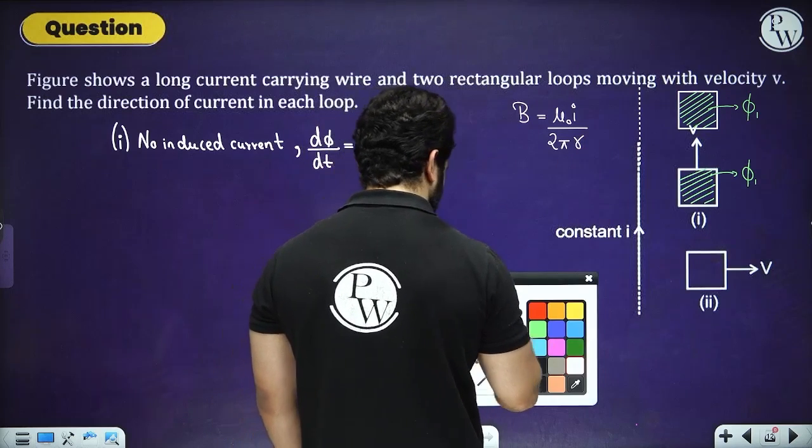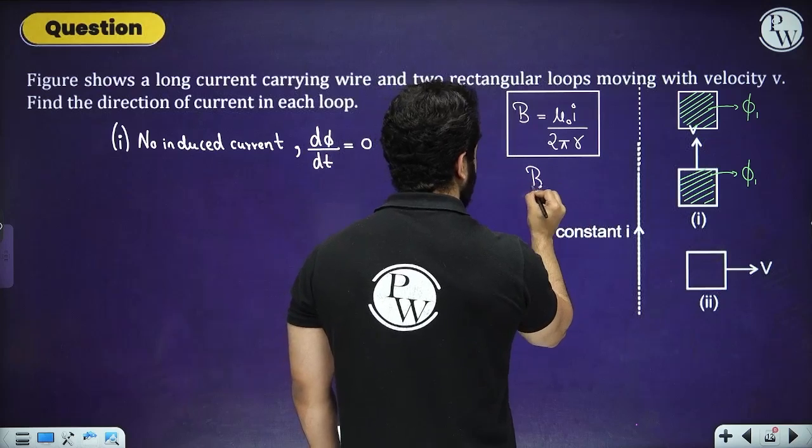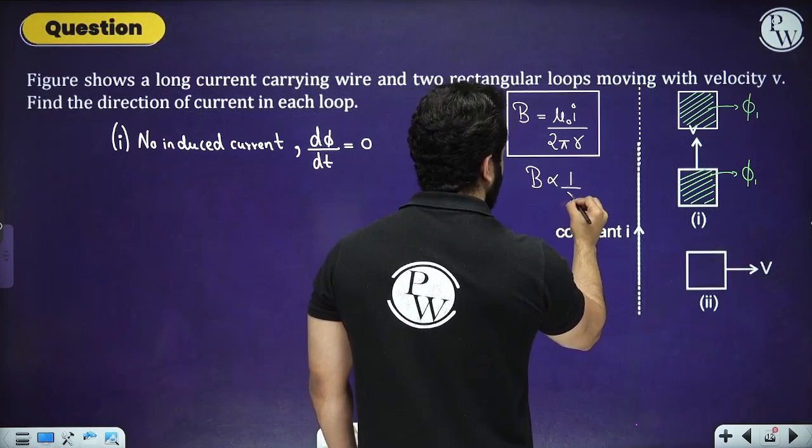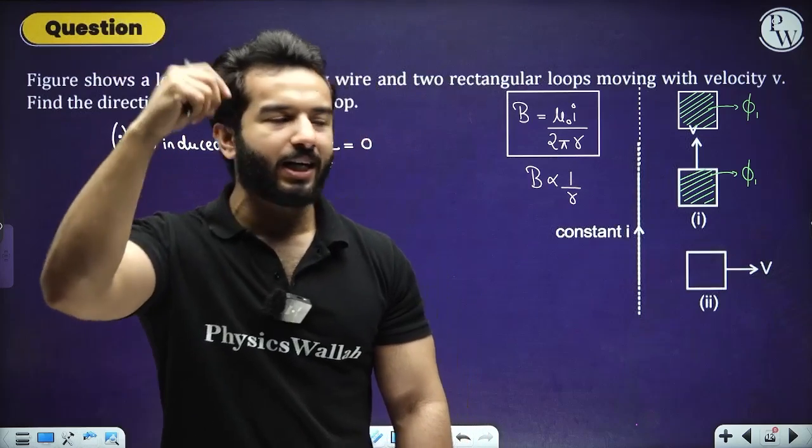Upon 2 pi r. This is the formula. That means magnetic field is actually inversely proportional to r. So if the loop is moving parallel to the wire, to the length of the wire, the magnetic flux will not change.